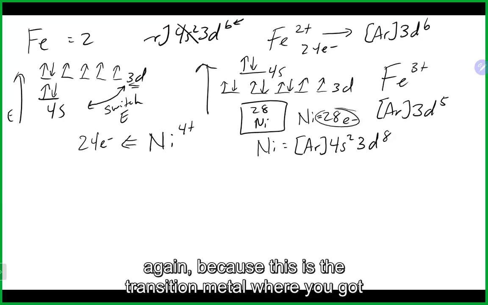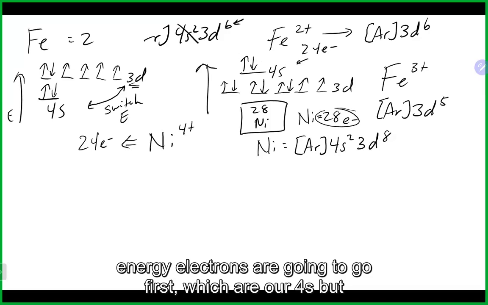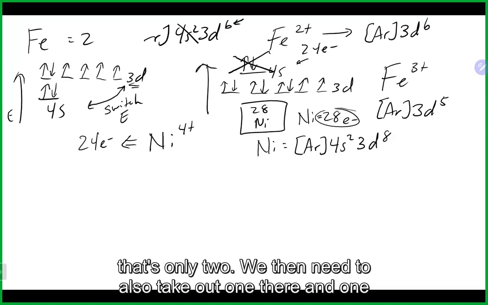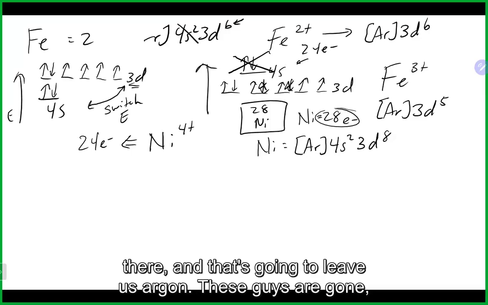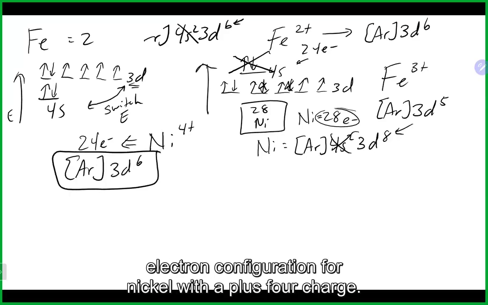Now, because this is a transition metal, we have this situation. Our higher energy electrons are going to go first, which are our 4s, but that's only 2. We then need to also take out 1 there and 1 there, and that's going to leave us argon. These are gone, and we're going to take 2 out of the 3d. 3d6 would be the electron configuration for nickel with a +4 charge.